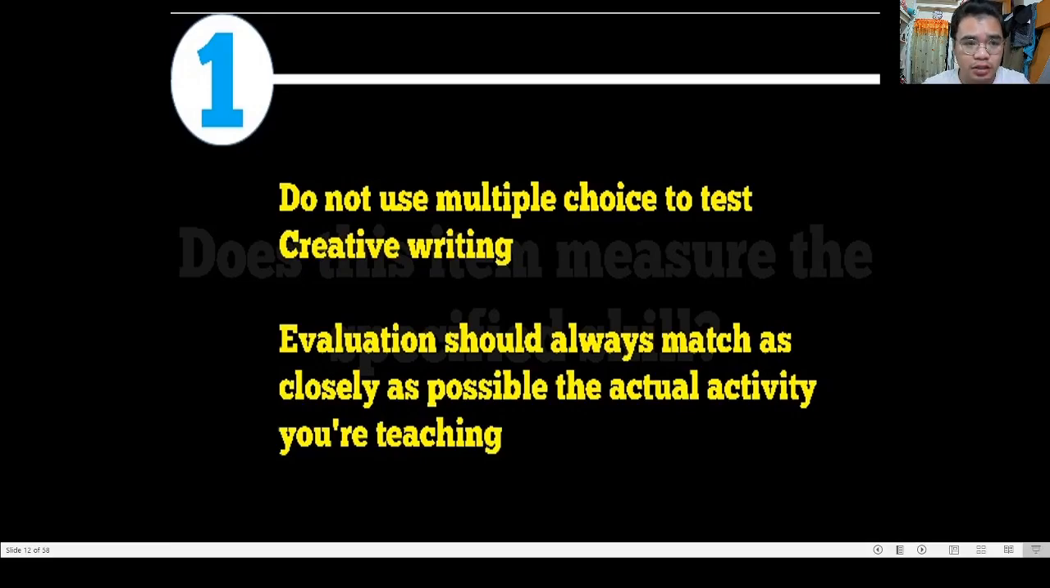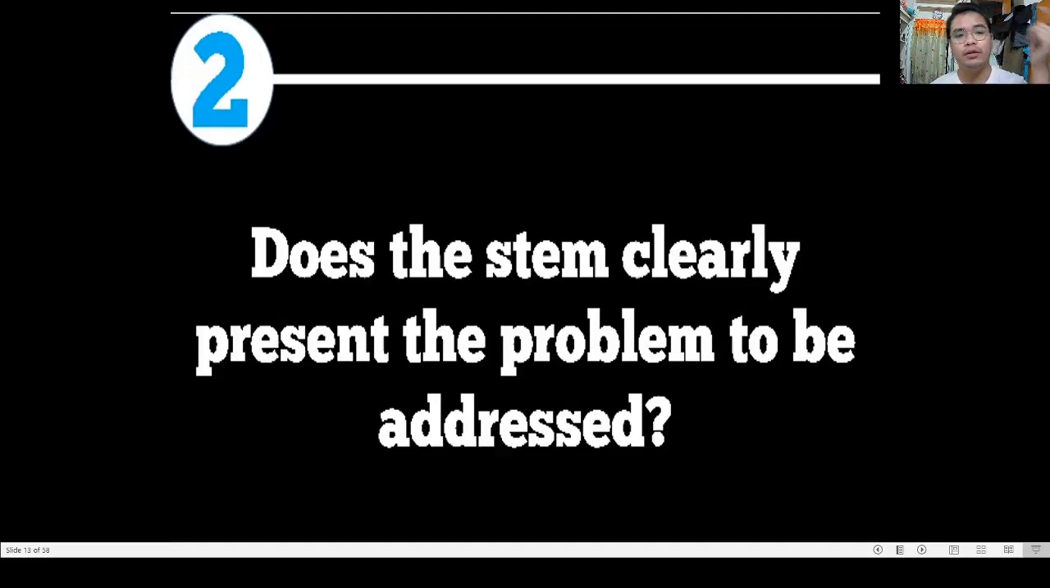Another thought is that evaluation should always match as closely as possible the actual activity that you are teaching. So, ito yung tinatawag natin that there is continuity in your teaching. If you are administering quizzes in your daily lessons to your class, your students will expect that the items you include in the multiple choice test should be similar to the items you ask them in their daily lessons. We call that continuity. Okay, so that's the first one. It's always looking at whether the format of the test that you have selected is appropriate to your target skill, your target objective.